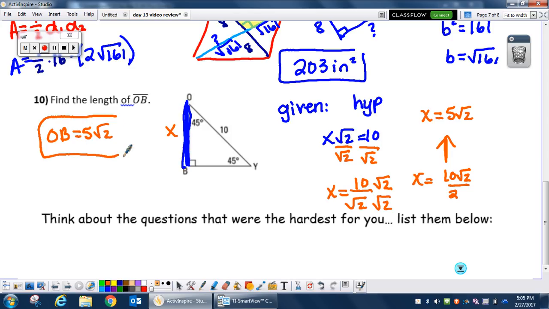Okay, so what you need to do is think about the questions that were the hardest for you. You need to list them below, and then up on the board you'll see, if you thought number 10 was hard, it tells you what problems to do on the next assignment. If you thought number 1 was hard, it tells you what problems to do. So the goal is that you think about your strengths and weaknesses and decide what you need to practice.